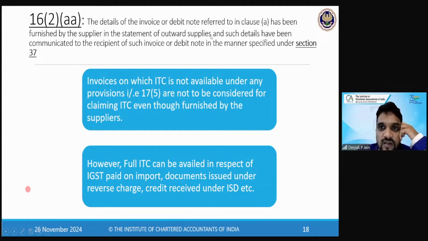The details of the invoice, what is seen above, basis which you can claim the credit, should be furnished by the supplier in what? In the statement of outward supply, that is GSTR 1, that should be updated, and such details have been communicated to the recipient of such invoice or debit note. So जो भी वो upload कर सकता है उसके basis में credit ले सकता हूँ.